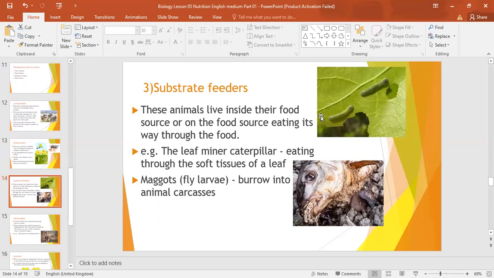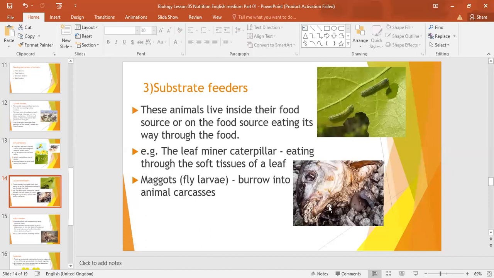These animals live inside their food source or on the food source, eating their way through the food. Depending on the case, they may live inside the host or on the host. Here, fly larvae, also known as maggots. Some consider these fly larvae as a kind of worms, but actually they are not worms. They are larvae. Fly is an insect.